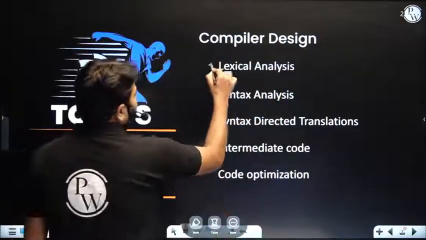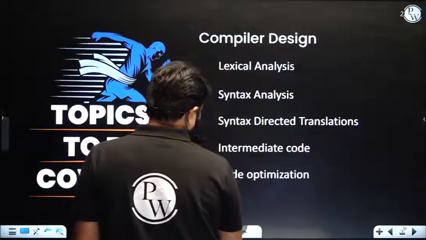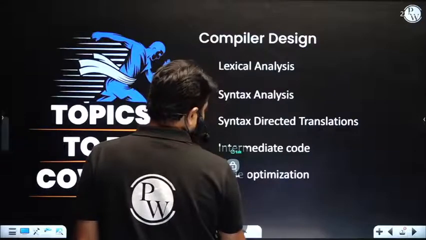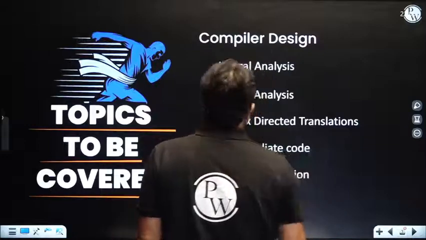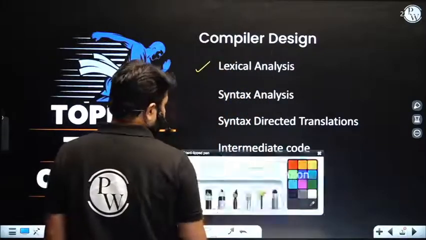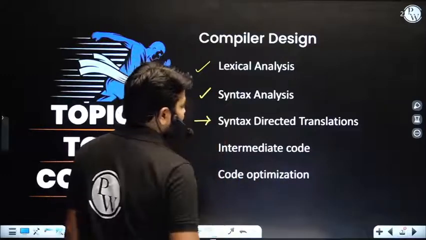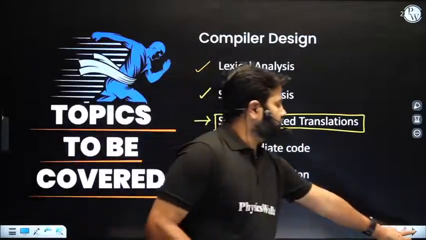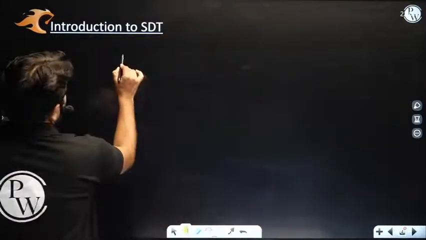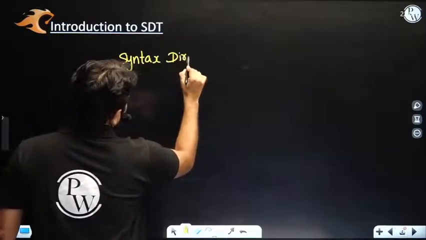We have completed lexical analysis, and we have also completed syntax analysis. Now we are moving to syntax directed translations. So what is this SDT, right? The SDT name itself says the syntax directed translation. What is the syntax directed translation?